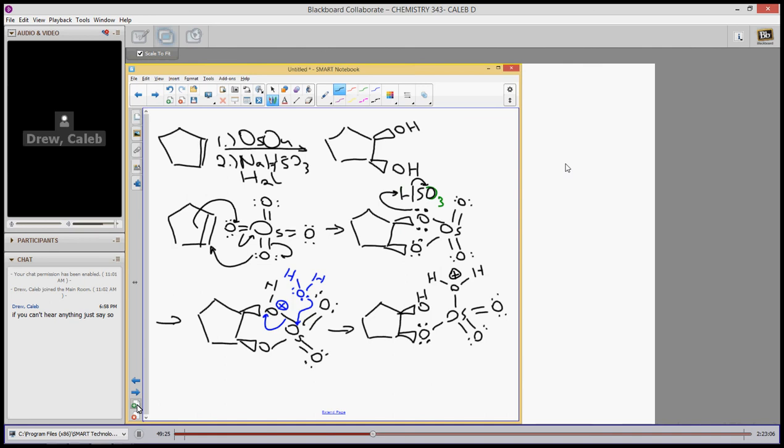Okay? So we bond with water, and then we use this oxygen to protonate from this hydrogen. So we take this lone pair, take that hydrogen from the water, and then this stabilizes water's positive charge.